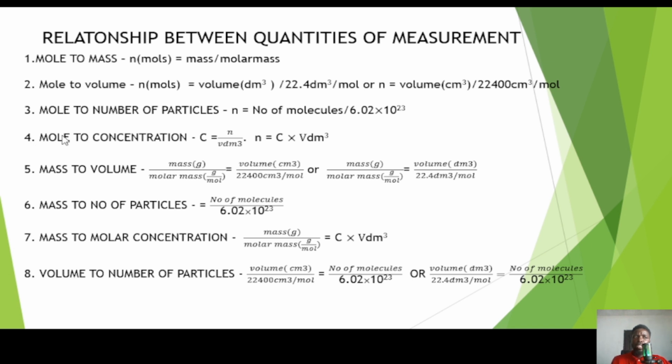The fourth relation is the relationship between mole and concentration, and that is expressed as concentration equals number of moles over volume in dm cube, or number of moles is equals concentration multiplied by volume in dm cube. Now, in some cases, you might have that your volume will not be given in dm cube. Instead, it will be given in cm cube. There is a very simple way to resolve that. So let me take this out so we can see it.